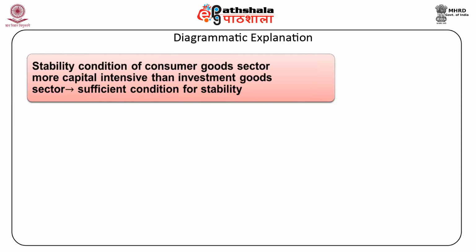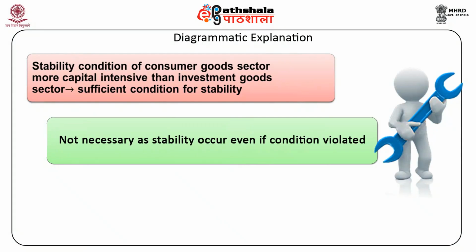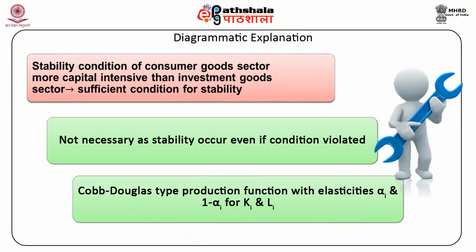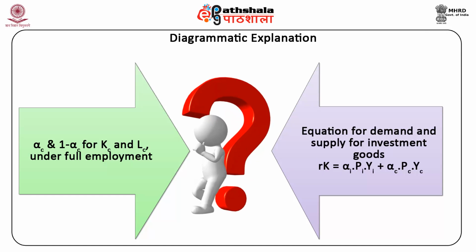However, the stability condition of the consumer goods sector being more capital intensive than the investment goods sector is a sufficient condition for stability, but not necessary, as stability may also occur even if this condition is violated. Uzawa states that in a Cobb-Douglas type production function with elasticities alpha I and 1 minus alpha I for Ki and Li, and alpha C and 1 minus alpha C for Kc and Lc under full employment, the equation for demand and supply for investment goods is Rk is equal to alpha I PI into YI plus alpha C into PC into YC.